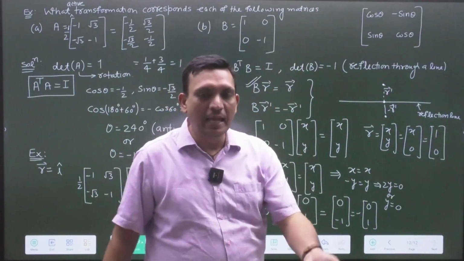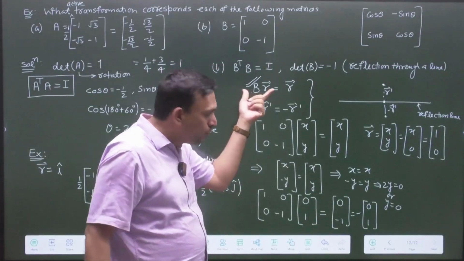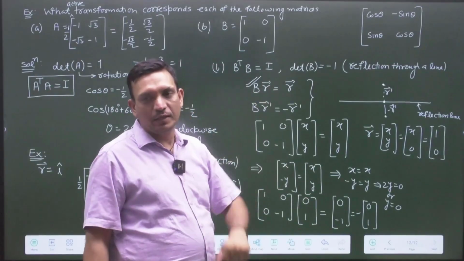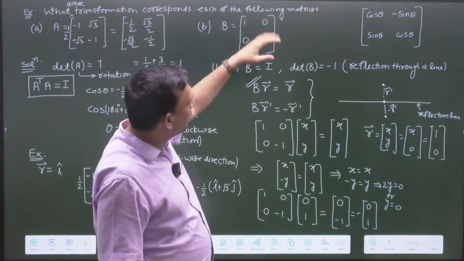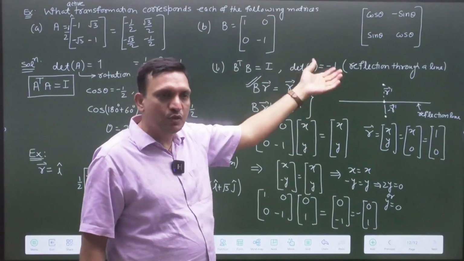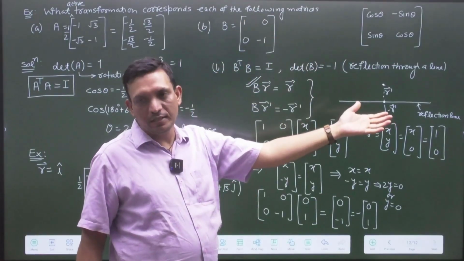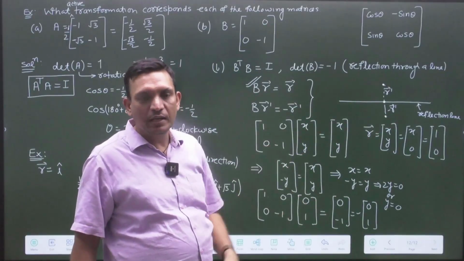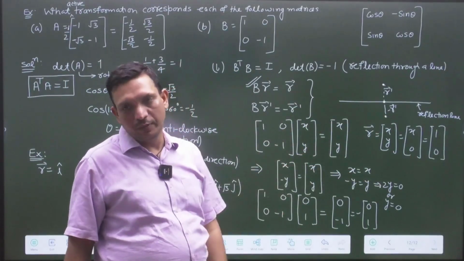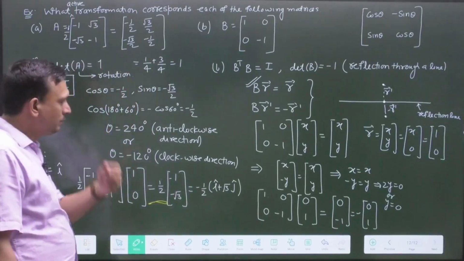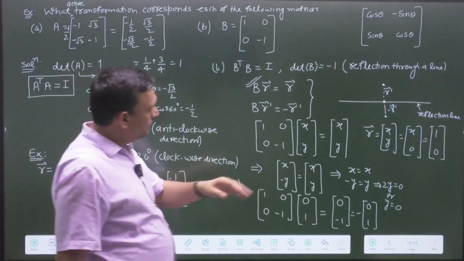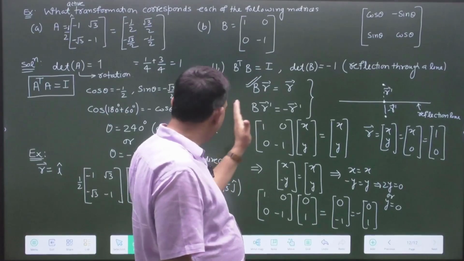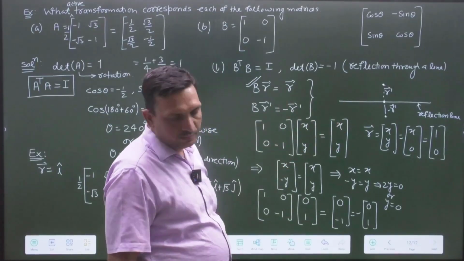Now what will be the line of reflection? Using this condition, you can find the line of reflection. This is orthogonal, determinant is -1. If determinant was 1, then we have to see for rotation. But when determinant is -1, we have to see for line of reflection. Clear? So you should remember how you will find the line of reflection.